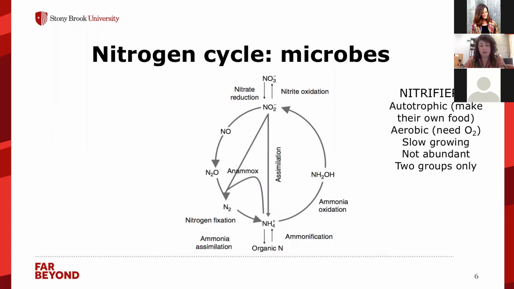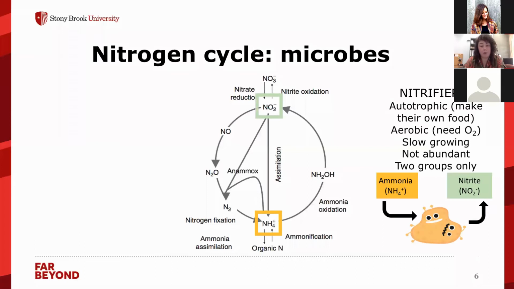The first group I want to introduce you to are the nitrifiers. Now, these are autotrophic, which means they can make their own food, they can make their own carbon. They are aerobic, which means they need oxygen to grow, just like you or me. But they're relatively slow growing and not very abundant. And the important thing here is that there's actually only two groups that can do this. The first group are ammonia oxidizers, which convert ammonia to nitrite.